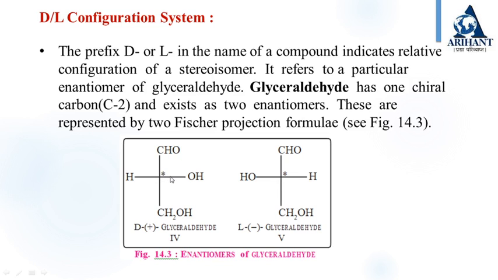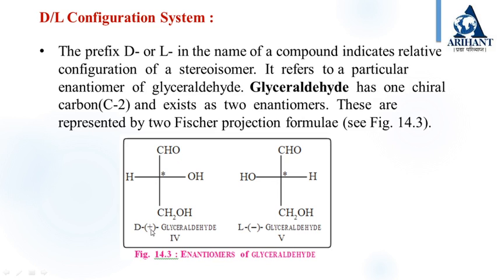So in this case, the chiral carbon has only one carbon atom, and the hydroxyl group is on the right hand side in this structure. So we will assign the D configuration, capital D. Okay, and if the OH group is on the left hand side, we will assign the L configuration.